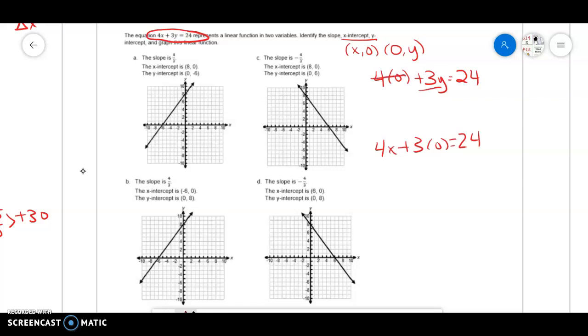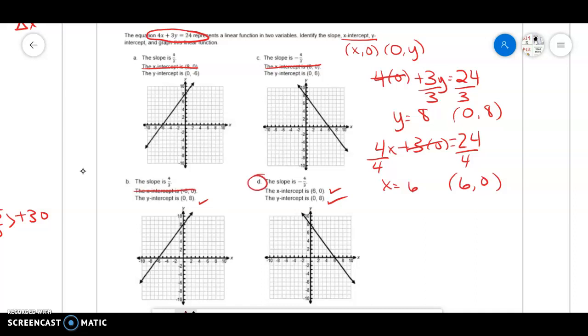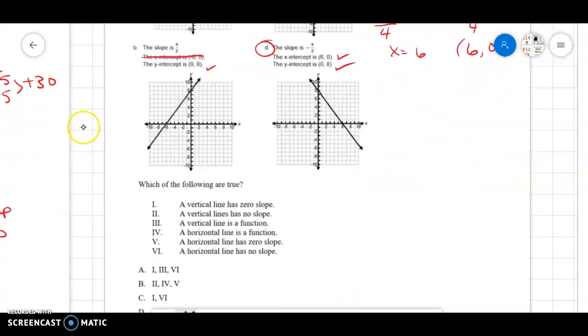So 4 times 0 is just 0, so I'm going to divide by 3. So my y-intercept is going to be 0, 8. And I can see this says x-intercept, this says x-intercept. This one is okay, and this one is okay. So when I do the x-intercept, 3 times 0 is in fact 0, so I'm just going to divide by 4. So x is 6, so my coordinate is 6, 0. This one says -6. Now I've eliminated all of them. So don't be afraid to plug those numbers in to find those values.